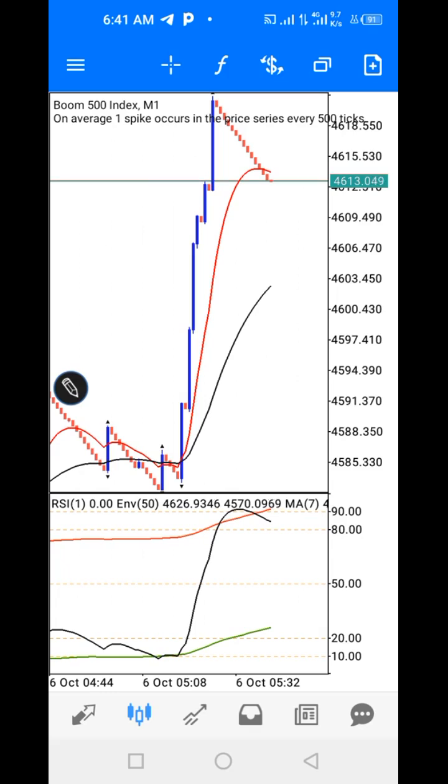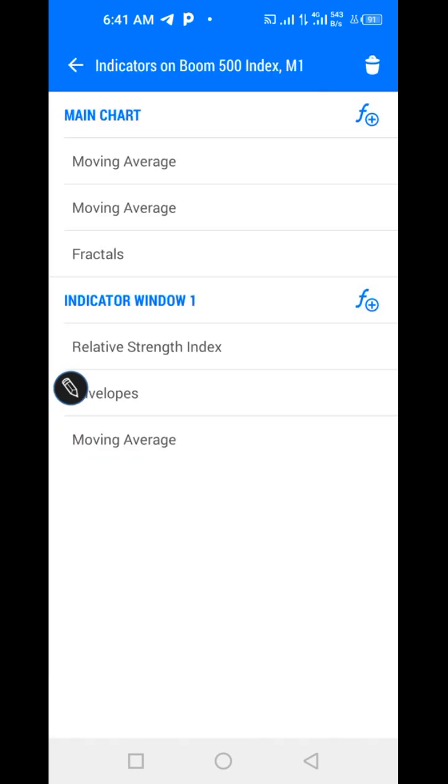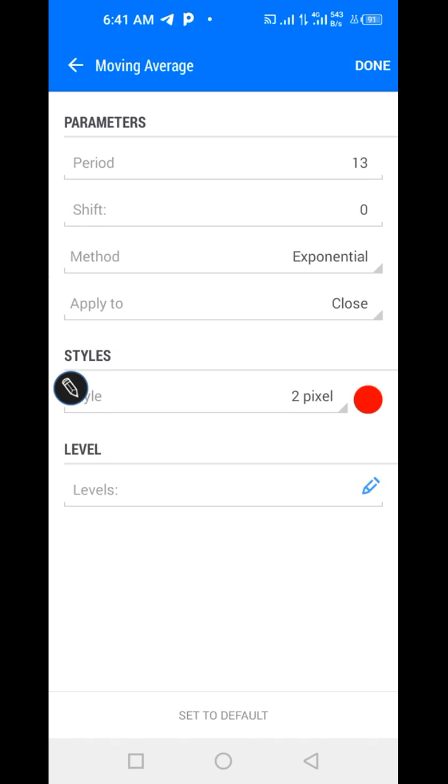So without wasting much of our time, I'll be going to the settings of the indicators. We'll be using two indicators here. This is the first indicator window. The first indicator we're using is the moving average 13, and the setting is this: period 13, method exponential, applied to close. For the style, you can use any style of your choice. Then the next moving average we'll be using is the moving average 50, with period 50, method exponential, applied to close. You can use any style of your choice.